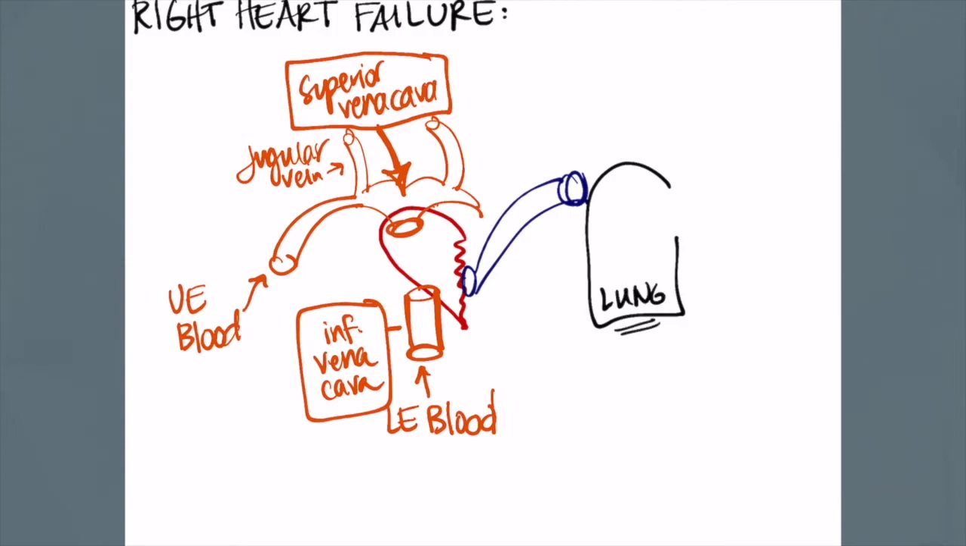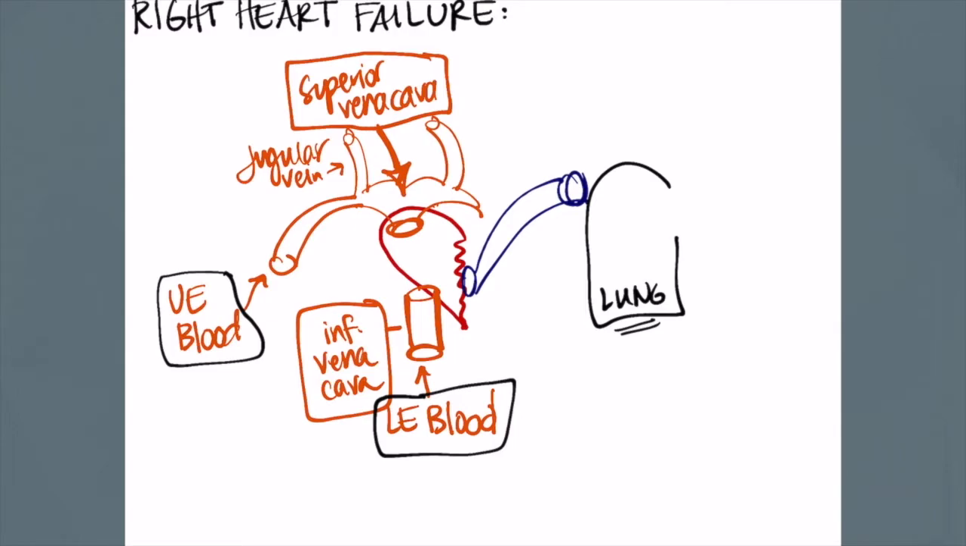Okay. So here's kind of the framework for the right side of the heart. It's receiving all of the venous blood either from the lower extremity through the inferior vena cava or the upper extremity from the superior vena cava, collecting all that deoxygenated blood and pumping it into the lung.